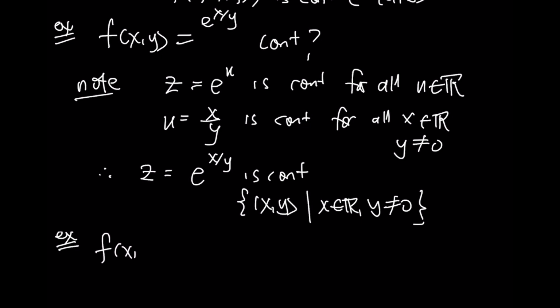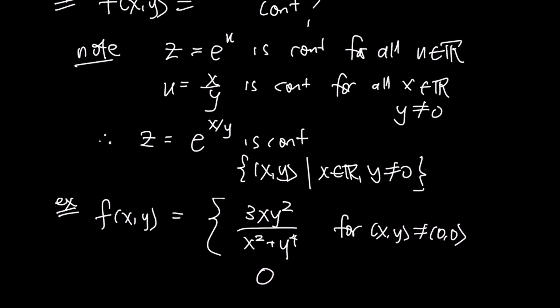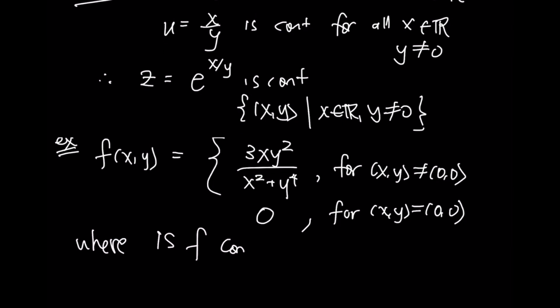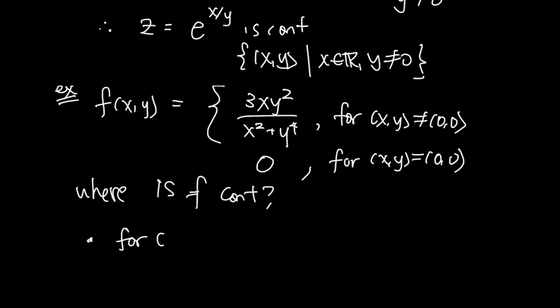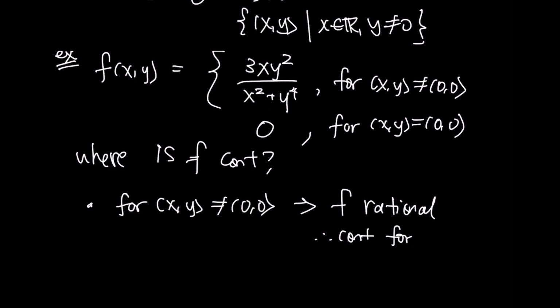Another example of a complicated function, 3xy squared over x squared plus y to the 4. Now, this function is not defined at 0, 0, so this definition will be true as long as I'm not at 0, 0, and then otherwise I'm going to assign the value of 0 when I'm at 0, 0. I would like to know, where is this function continuous? I can see that for all the points that are not 0, 0, this function is rational, and that means it's continuous everywhere on its domain. So it's going to be continuous for all points in R2 except 0, 0.